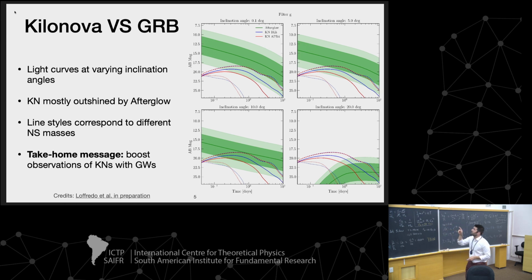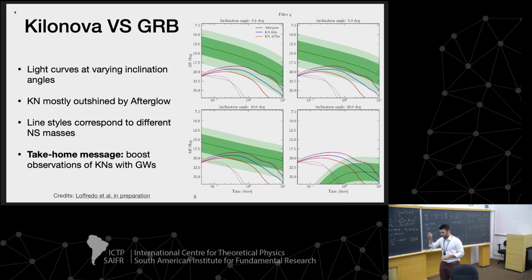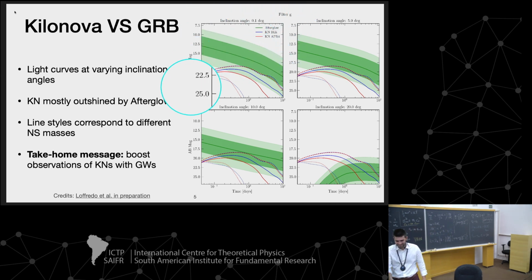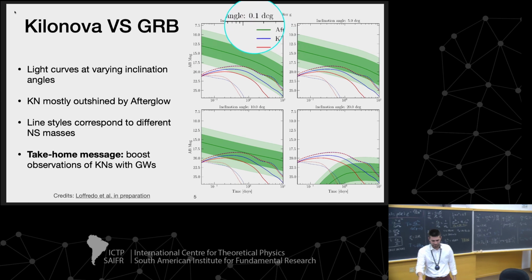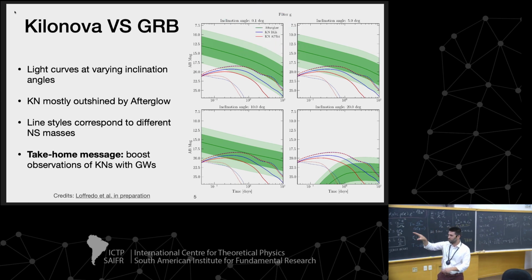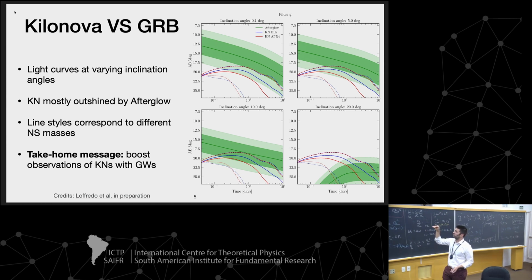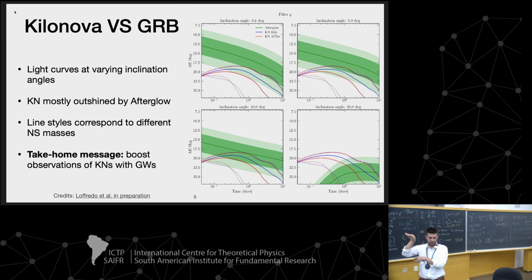So if you have your binary neutron star, and you want to see the GRB emission, you must have a very low inclination angle. Basically, you need to have almost zero inclination angle. So you must look at the binary face on to see the GRB. And the problem is that the GRB outshines the kilonova emission because you see, trivially, the magnitude of the GRB is above the kilonova emission.